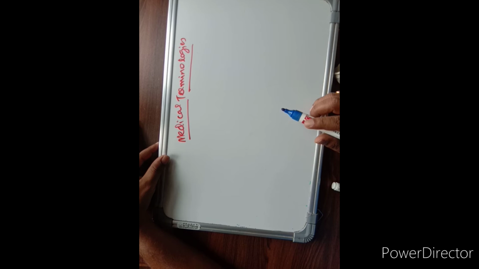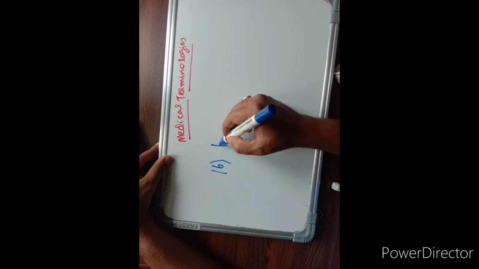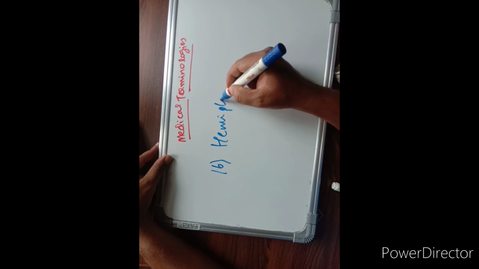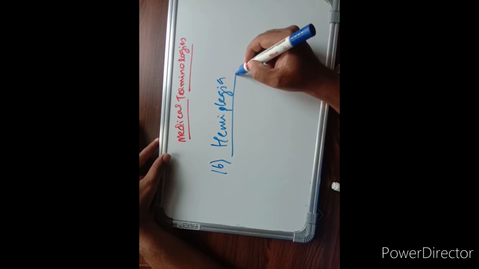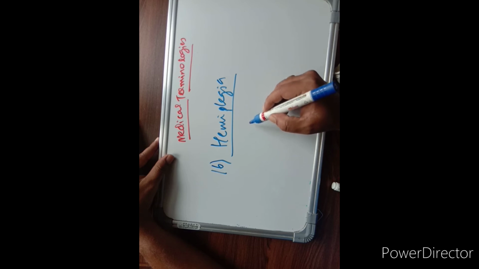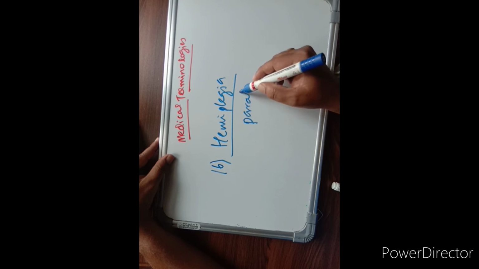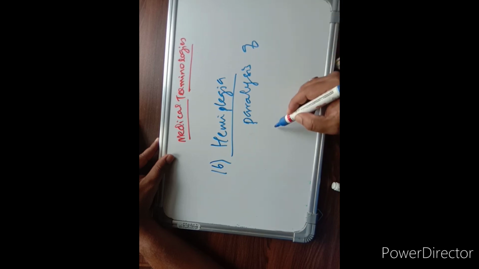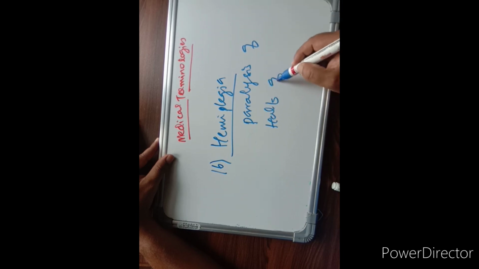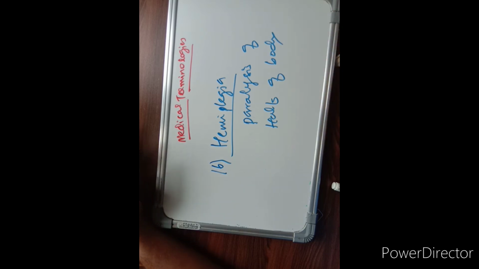Next one is hemiplegia. Hemiplegia is nothing but a paralysis of half of the body, which means one side of the body is paralyzed. Suppose the right hemisphere is not functioning properly, there will be paralysis of the left side of the body, and if the left hemisphere is not functioning well, there is paralysis of the right side of the body. Why does this opposite paralysis take place? Because there is a crossing of nerves.